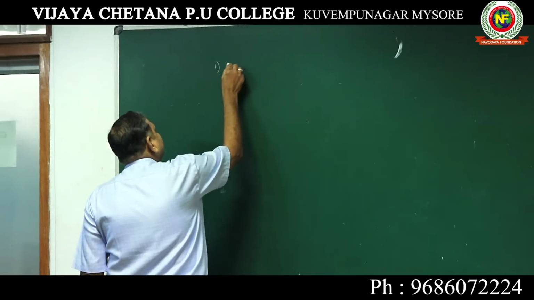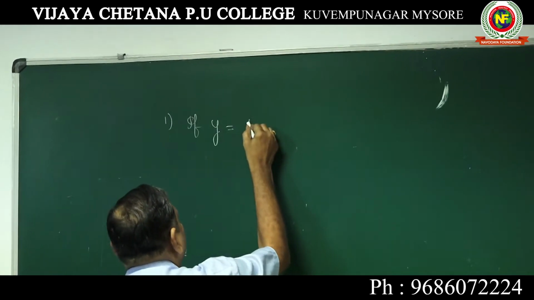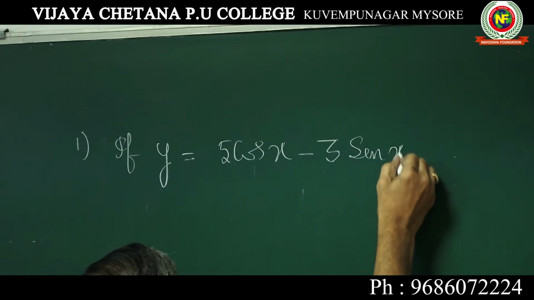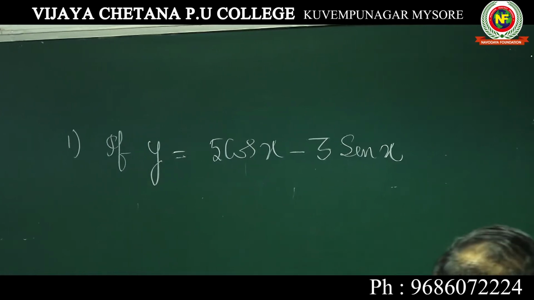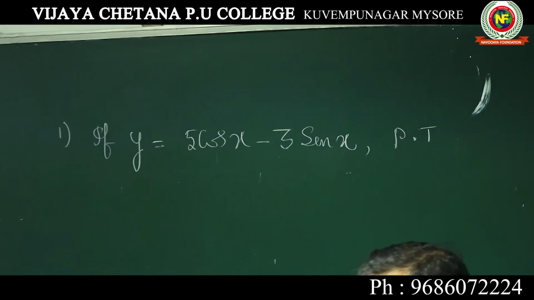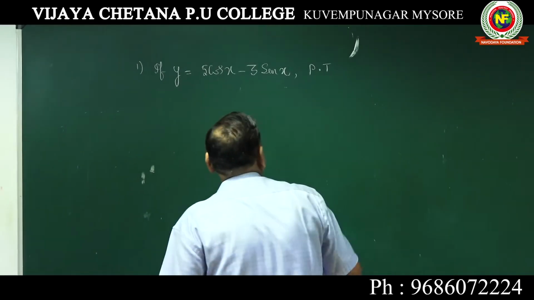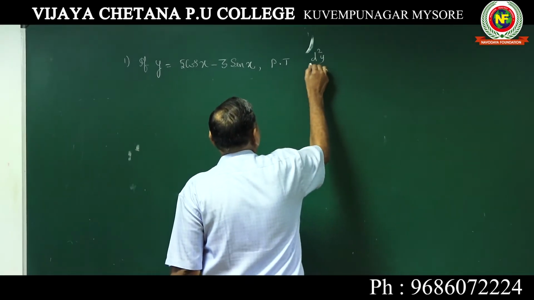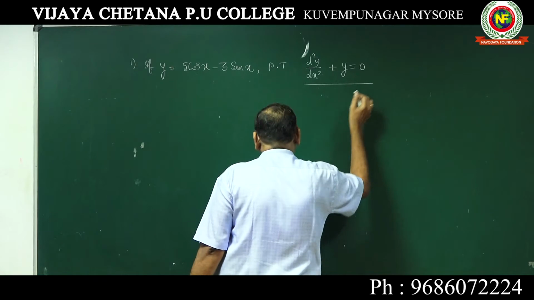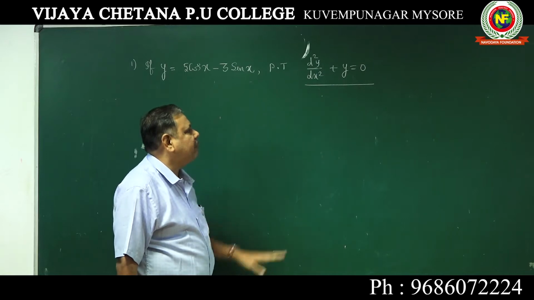Take the problem. If y is equal to 5 cos x minus 3 sin x, prove that, PT means prove that, or they may ask you show that, ST is also show that. PT means prove that, short form of prove that d square y over dx square plus y is equal to 0. That's all. While working out this problem, you will get straight away this answer, d square y over dx square plus y is equal to 0.